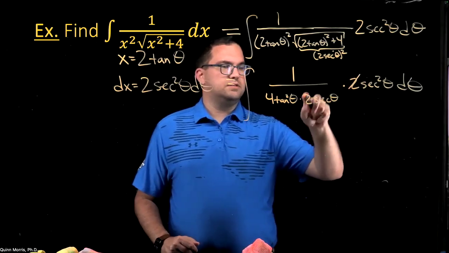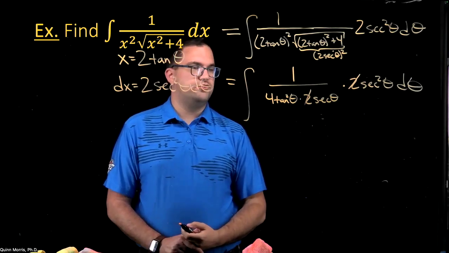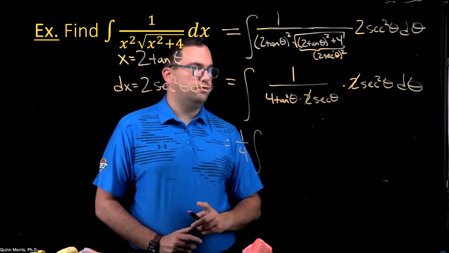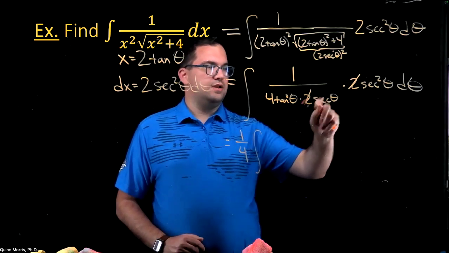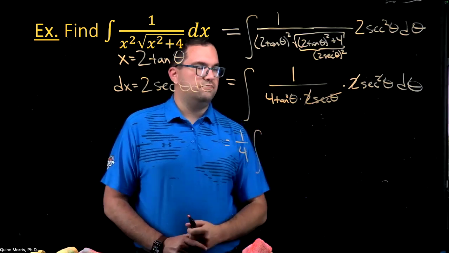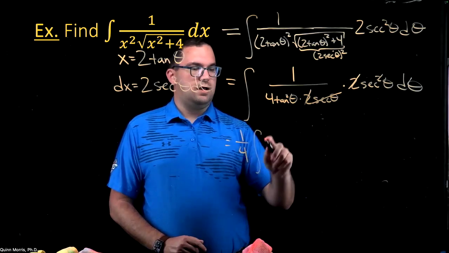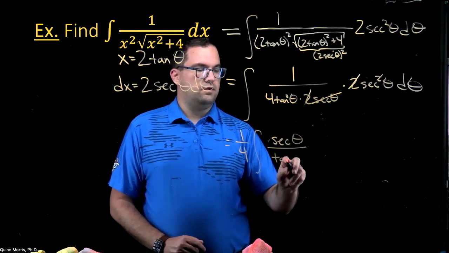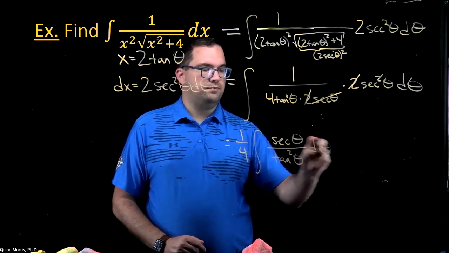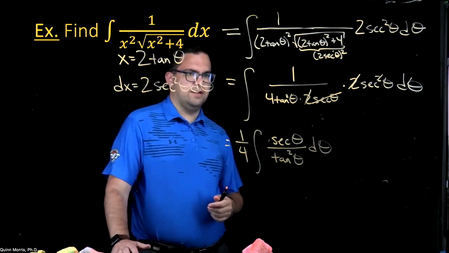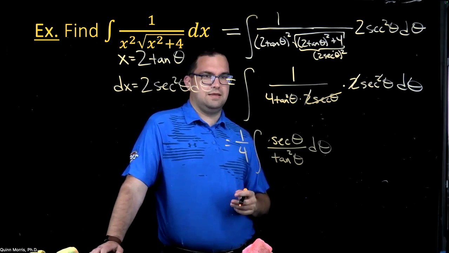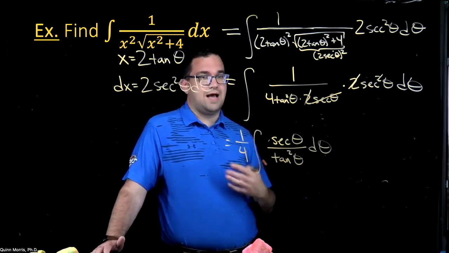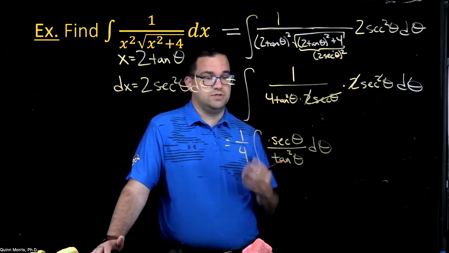Immediately I notice I could cancel a factor of 2. And for my own sanity, let me go ahead and pull this 1/4 outside of the integral. I also have a secant squared and a secant, so I can cancel a factor of secant. And I end up with secant theta over tangent squared theta d theta. Now, this doesn't look very good. It's not immediately clear to me what to do with this. And anytime that happens with trig functions, I tend to just rewrite things in terms of sines and cosines.